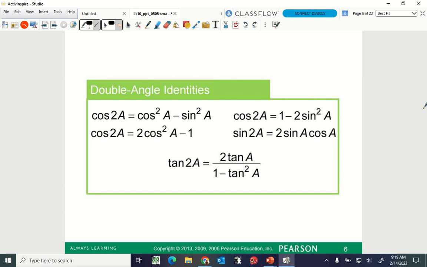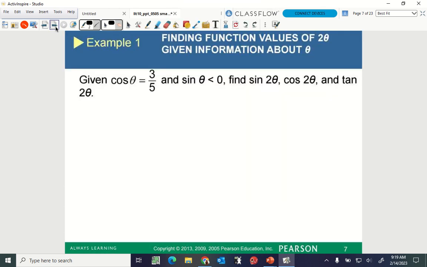Now, we just have to use two of values that we know to get a value that we don't know. So it'll make sense here in a moment. Trust me. So given cosine is 3 over 5, sine is less than 0, find sine of 2 theta, and cosine of 2 theta, and tan of 2 theta.